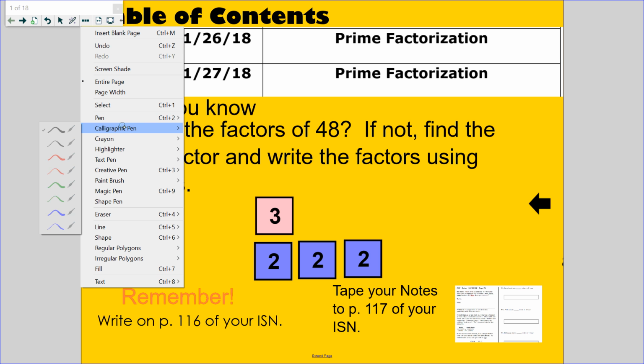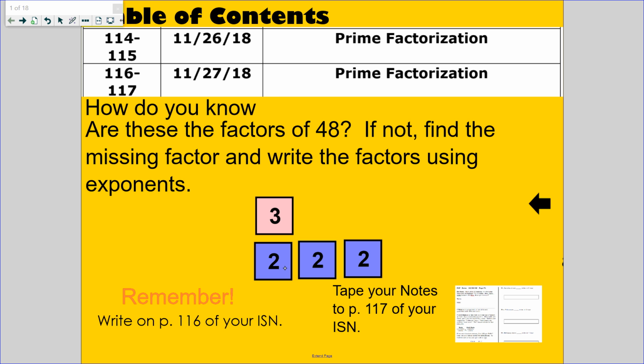So according to this, let me get my pens. Well, let's see. 3 times 2 is 6, and 2 times 2 is 4. 6 times 4 is 24. Wait, I'm missing something here. 48 is 6 times 8. So 2 times 2 is 4, so I'm missing a 2 right here. So how would I write this using exponents? 2 to the 4th power times 3. And this is what it should be.